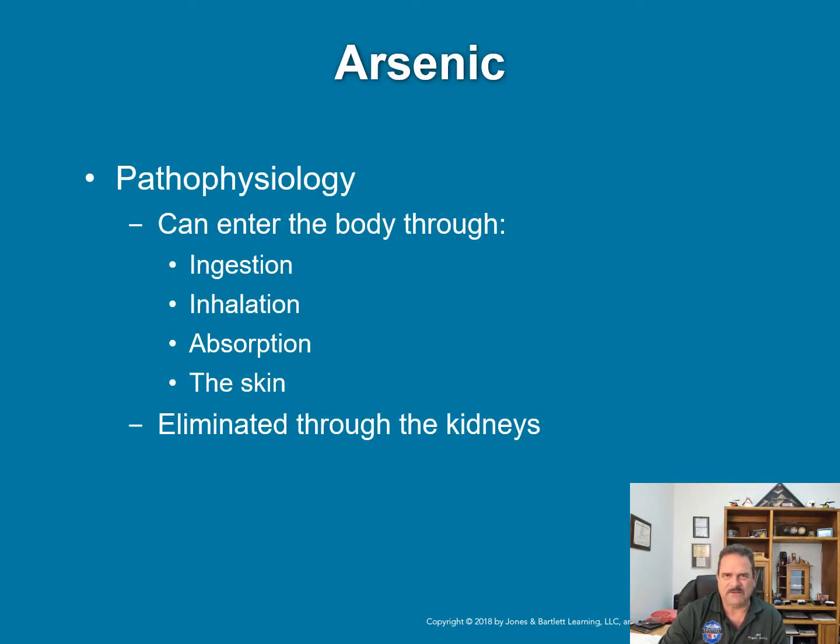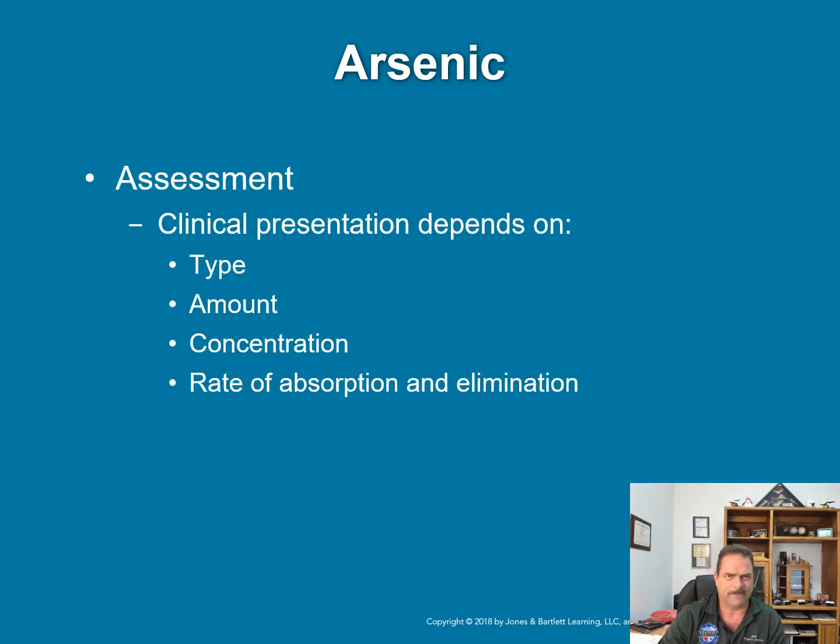Arsenic can enter the body through ingestion, inhalation, and absorption through the skin. It's involved in approximately 8% of heavy metal poisonings. It's used in many industries, so unintentional exposures often happen. Pathophysiology: it can enter the body through those routes we just talked about. It's eliminated through the kidneys, but it tears up stuff all the way home. There's your assessment. Clinical presentation depends on the type, the amount, concentration, and the rate of absorption and elimination.